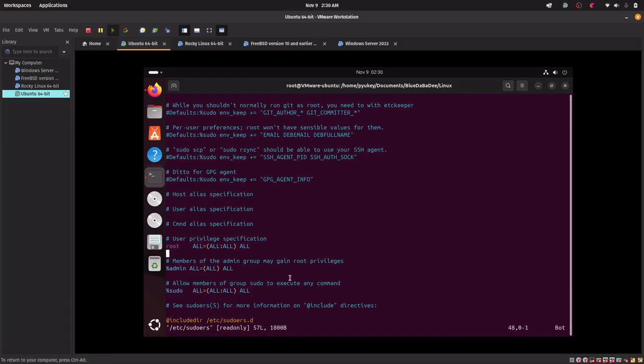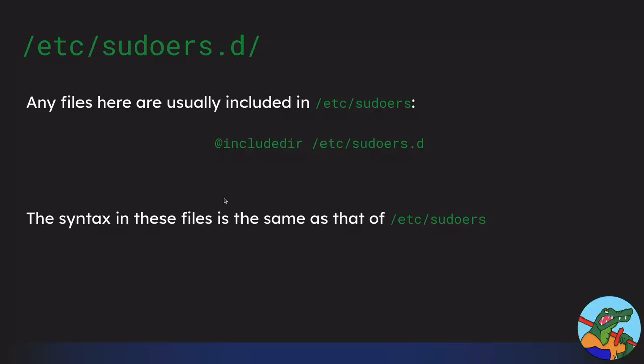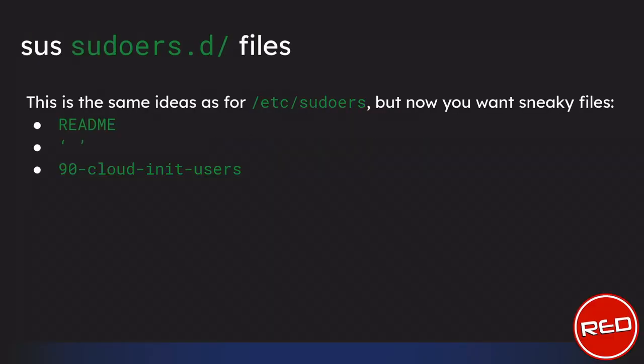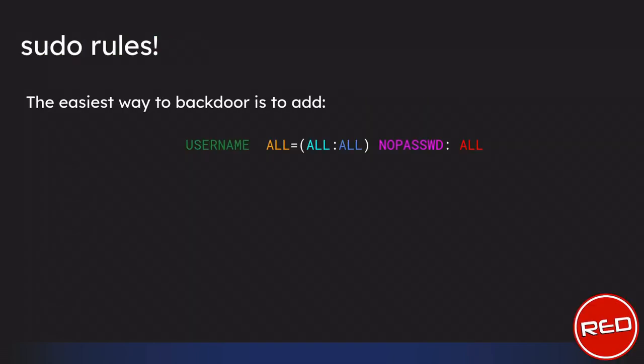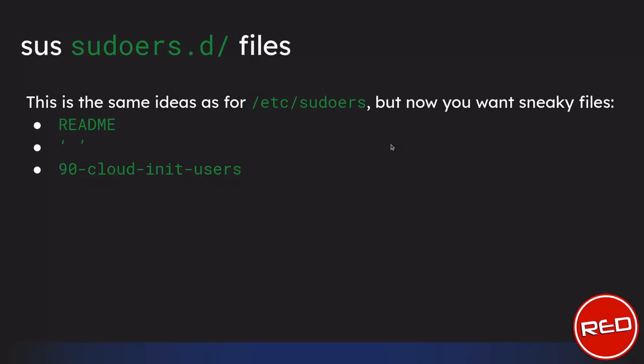So that is that. Okay, makes sense? Cool. So now let's talk about this directory, /etc/sudoers.d. This is pretty much the same idea as /etc/sudoers, except any file in here is going to be included as part of /etc/sudoers. Normally, this should be empty, but red team can add their own files here. And it's the same idea as before, where you want to create backdoor commands like this in those files, and it will just include it in your sudo config.